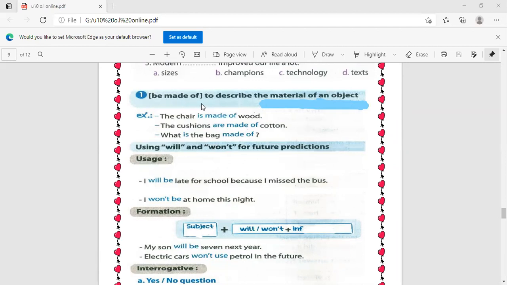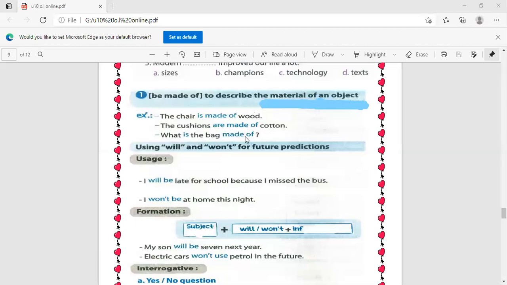Okay, be made of. To describe the material of an object, we use be made of. Be means verb to be: am, is, or was, were in the past. The chair is made of wood, okay? That chair is plus made of plus what we describe, okay? The cushions are, cushions here plural, so it takes are. The cushions are made of cotton, okay?